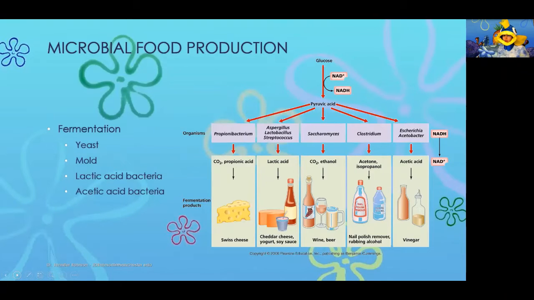You may not know, but we use microbes to make our food as well. That process, called fermentation, which a lot of facultative anaerobes are very good at, produces yummy side effects. Yeast, mold, lactic acid, and acetic acid bacteria are the microbes most commonly used in food production. We classify these based on what the output is of fermentation.